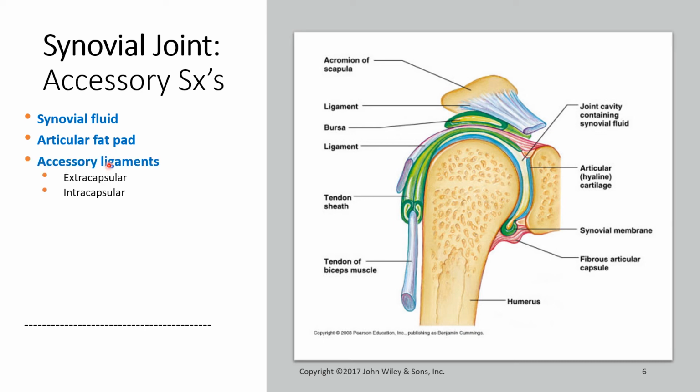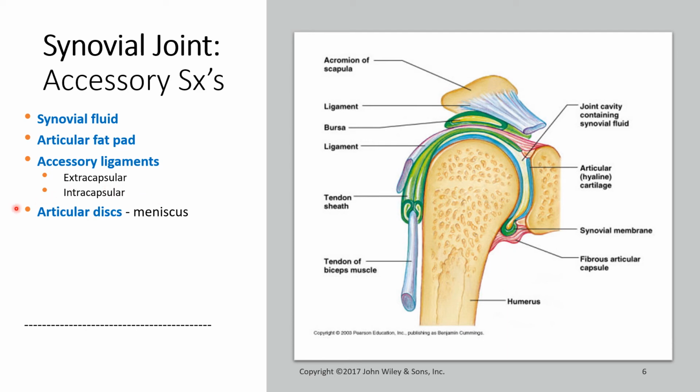There'll be accessory ligaments. And those ligaments can be extracapsular, meaning outside of that joint capsule, or they can be intracapsular, meaning within the capsule. So when we look at the knee, we're going to be able to see both of these. The ACL and PCL are intracapsular, meaning they're within the joint, and the MCL and LCL are going to be outside of the joint or meshed in with that fibrous joint capsule.